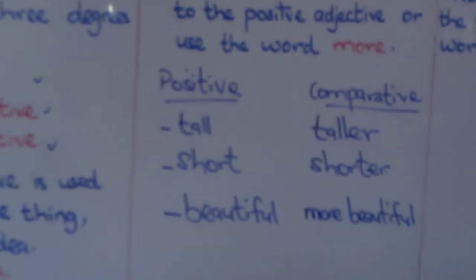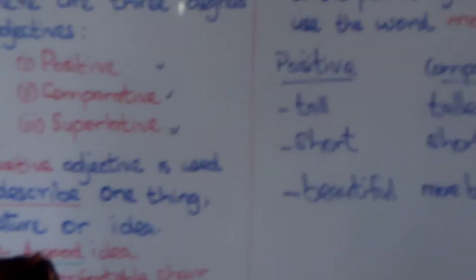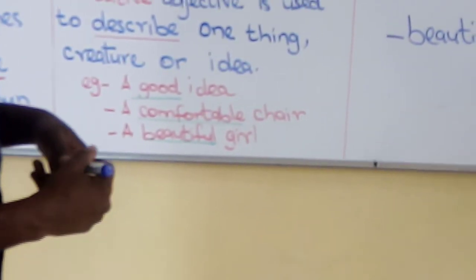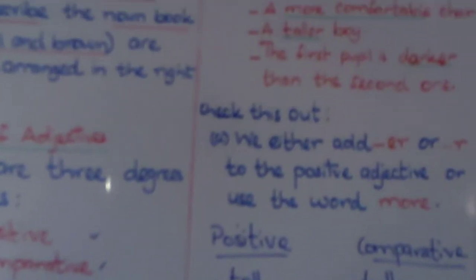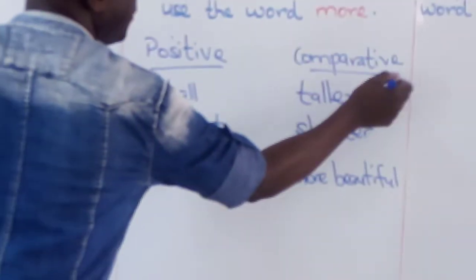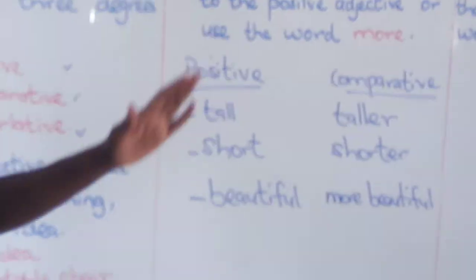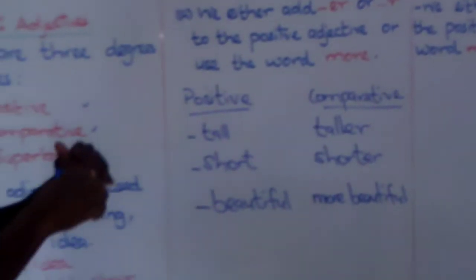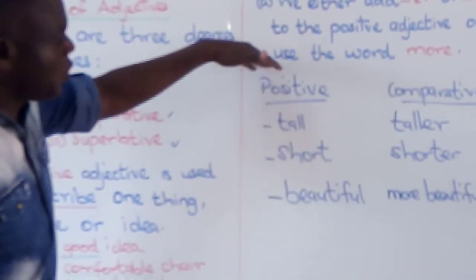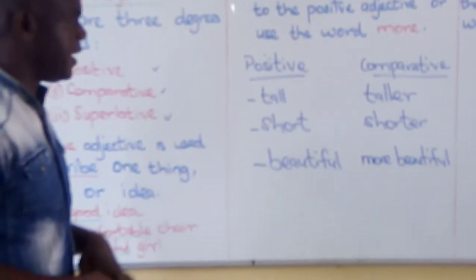For example, comfortable. So we say a more comfortable chair. You see? Handsome, a more handsome boy. So we can form comparative adjectives from positive adjectives by adding er, or even using the word more before it. Please, you can do this practice at home and make more comparative adjectives from positive adjectives.